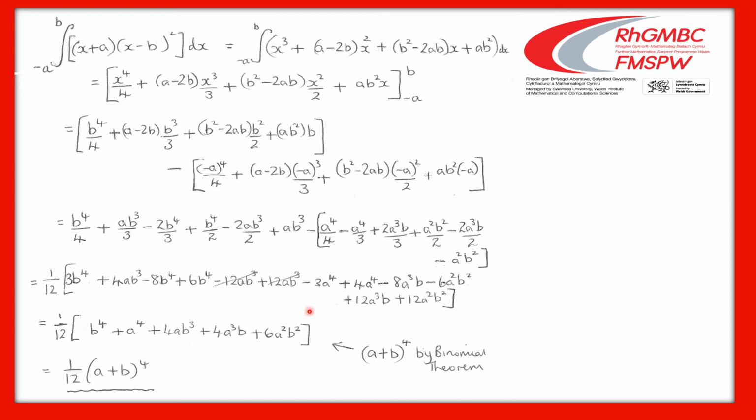And finally, with the 12th as the common factor, it boils down to b to the 4th plus a to the 4th plus 4ab cubed plus 4a cubed b plus 6a squared b squared, which I hope you recognise is a plus b to the power of 4 from the binomial theorem expansion. So we end up with the integral being 1/12 (a plus b) to the 4.